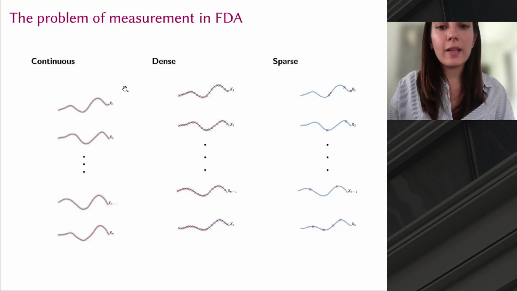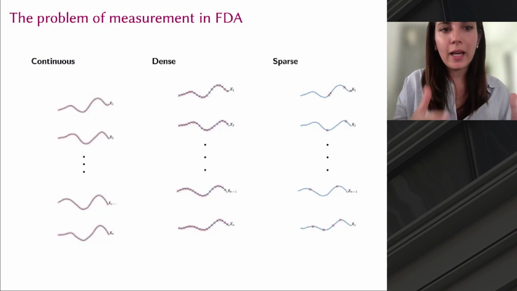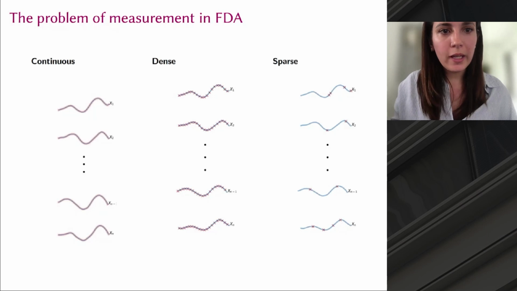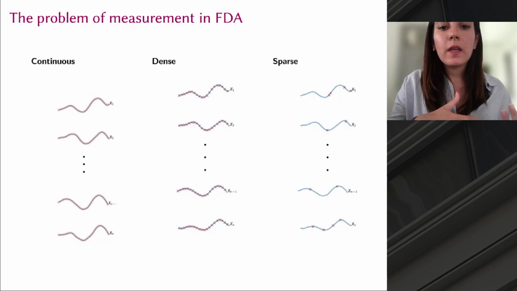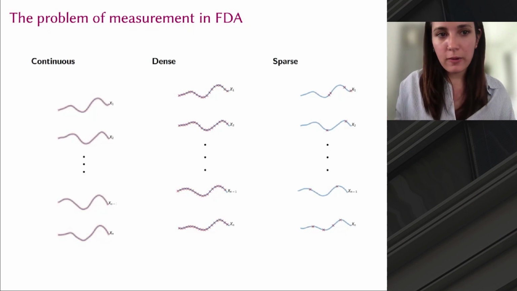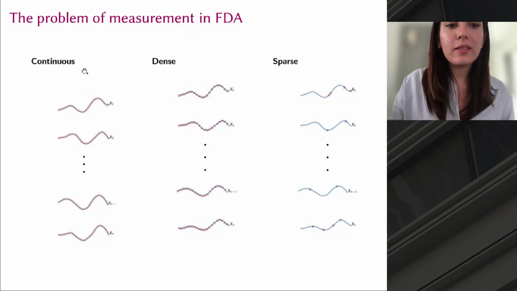Usually, one has something more like this, which is called a dense setting, in which you maybe observe your function only at some locations, maybe regularly on a regular grid and regularly spaced. This is the so-called dense setting. In this case, you can simply smooth the function directly if your grid is quite dense, and then work as if you are in the continuous case.